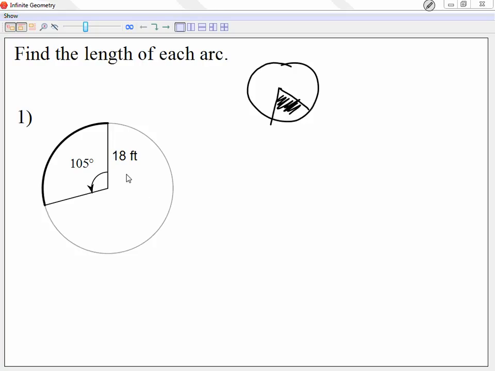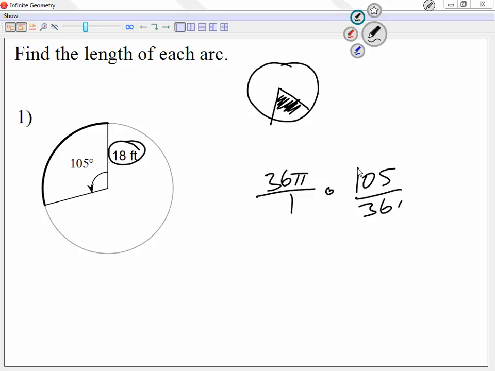I know the circumference in this case, since the radius is 18, the distance around the whole circle, will be 36 pi over 1. Remember, it is diameter times pi. The radius is 18, so the diameter must be 36, right? Because it's twice as big. So the distance around the whole circle is 36 pi. I'm going to multiply this by how much of the circle I have, 105 out of 360. Just multiply and obviously simplify your fraction.